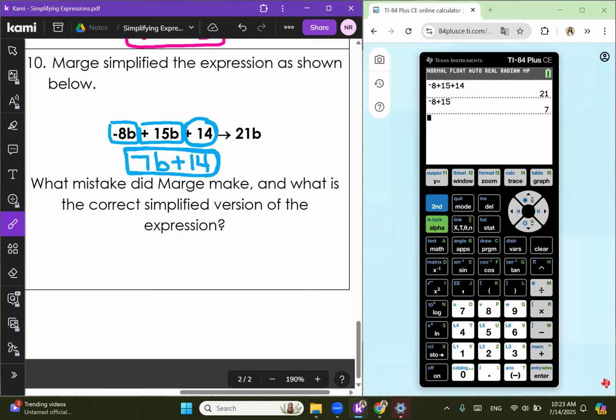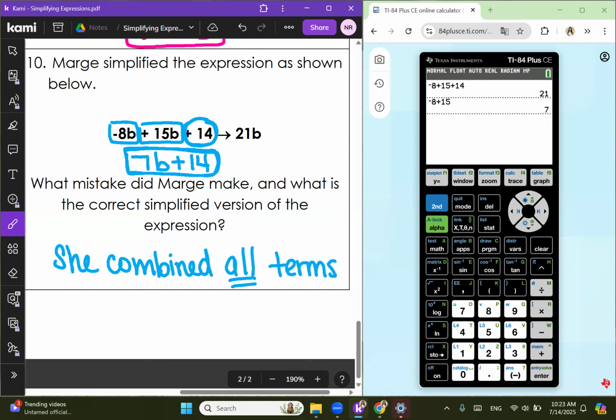So what mistake did she make? She combined all like terms. So just be careful. Make sure you can combine what you're planning to combine. You cannot combine anything and everything. You cannot add and subtract everything.